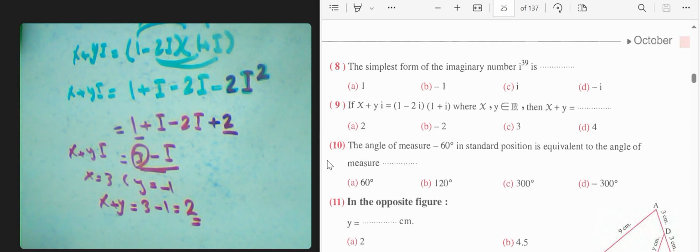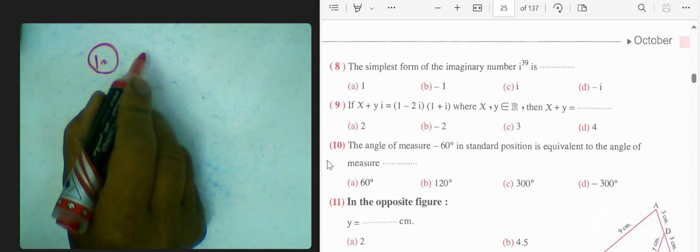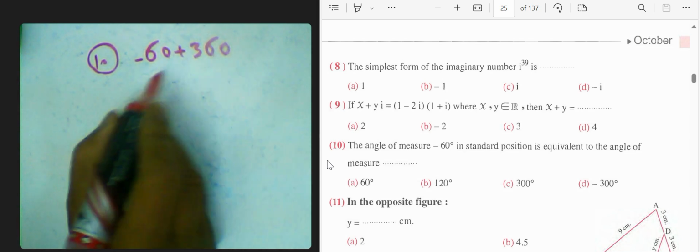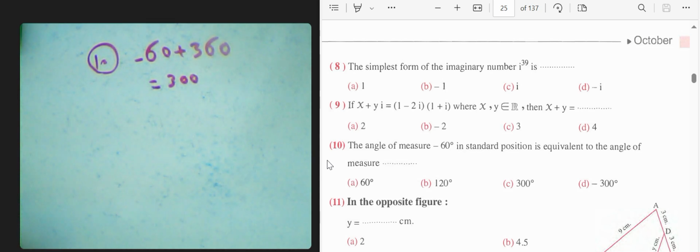Number 10: the angle of measure negative 60 in standard position is equivalent to the angle of measure what? Negative 60 in standard position is equivalent to which angle? When I add 360 to negative 60, it gives me 300. So the solution for number 10 will be letter C. When I find the equivalent angle, I take negative 60 plus 360, the result will be 300.